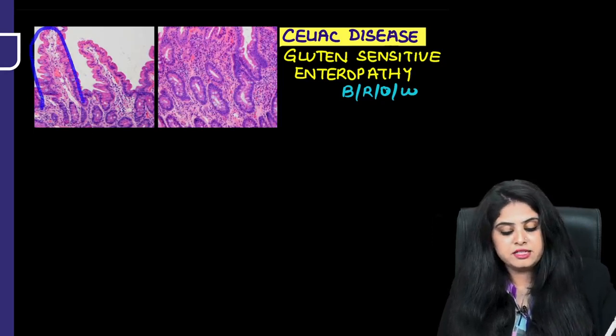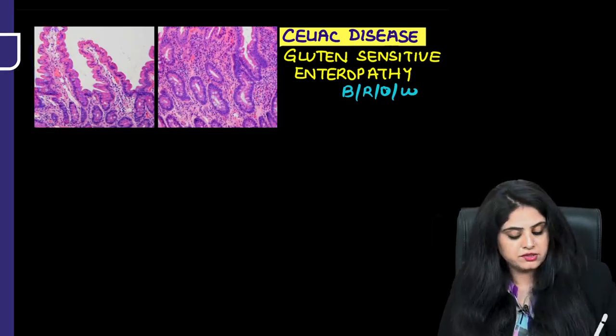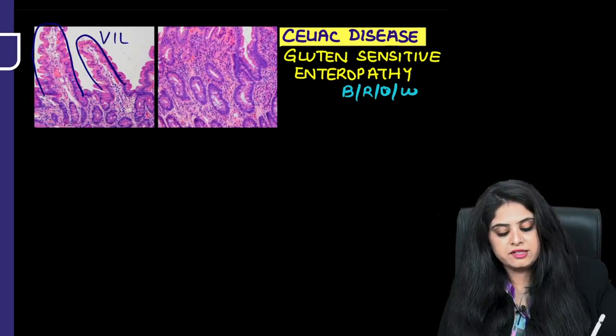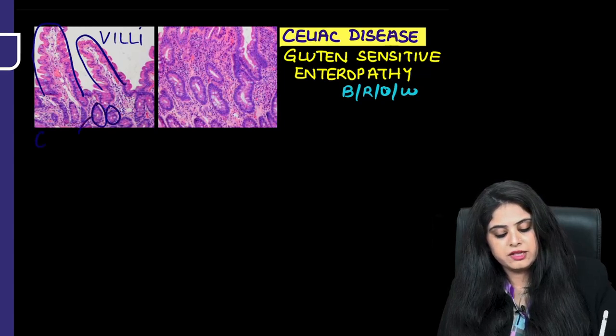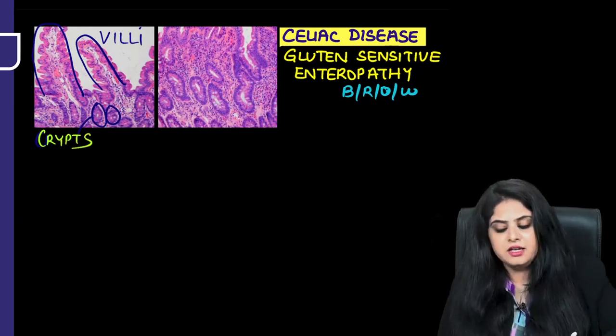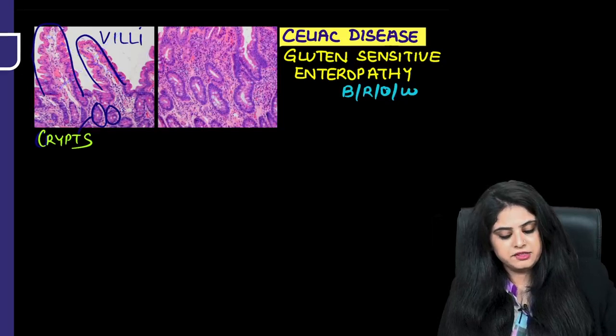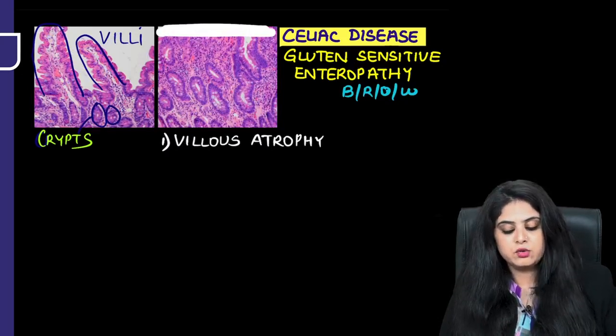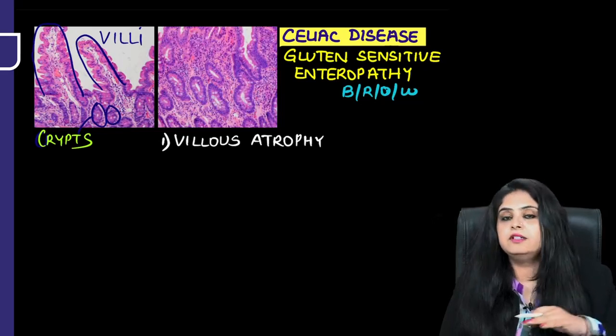This is the normal intestine. Guys, do you identify the normal structures? Look at these long finger-like projections. Those are referred to as the villi. And look at these round structures. Those are referred to as the crypts. So now I see that when gluten and antibodies attack, villi will flatten. The first thing that happens is villus atrophy. See, villi are gone. It's totally flat.